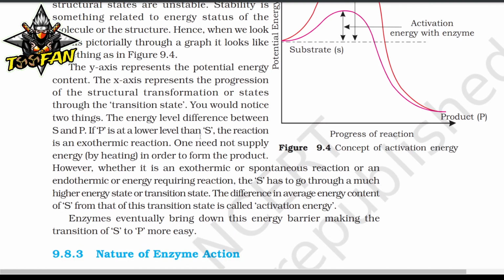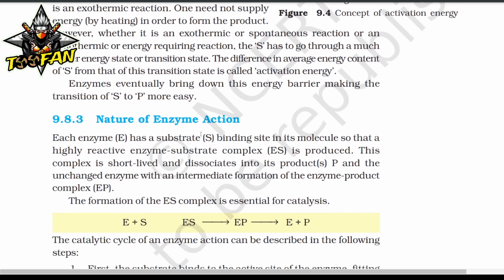However, whether it is an exothermic or spontaneous reaction or an endothermic or energy requiring reaction, the substrate has to go through a much higher energy state or transition state. The difference in average energy content of substrates from this transition state is called activation energy. Enzymes eventually bring down this energy barrier, making the transition of substrate to product easier.